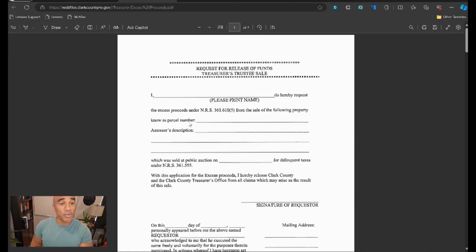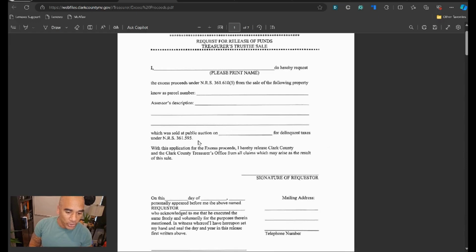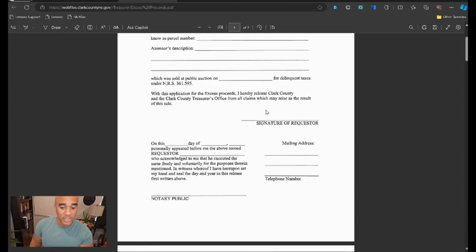They want the parcel number. I'll show you where to find that. The assessor's description. So when you look at the parcel number, you have all those details. You just copy and paste. It was sold at the public auction. You'll put the date when it was sold, and you're going to put the signature of the requester, which will be your signature because you're going to have a contract and a power of attorney signed saying you can do this for them.